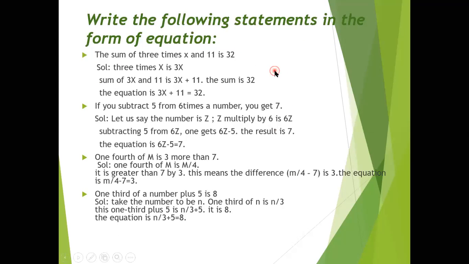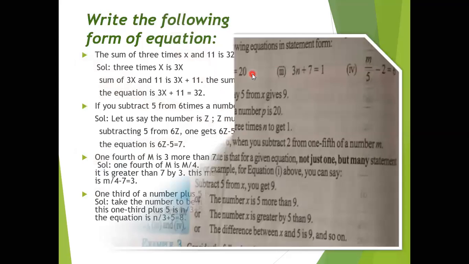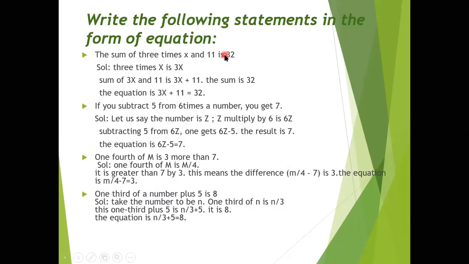Next is, write the following statements in the form of equation. Now that we have learned what equation, constant and variables mean, they will give a statement, and we should write it in the form of an equation. How do you do it? The sum of 3 times x and 11 is 32.